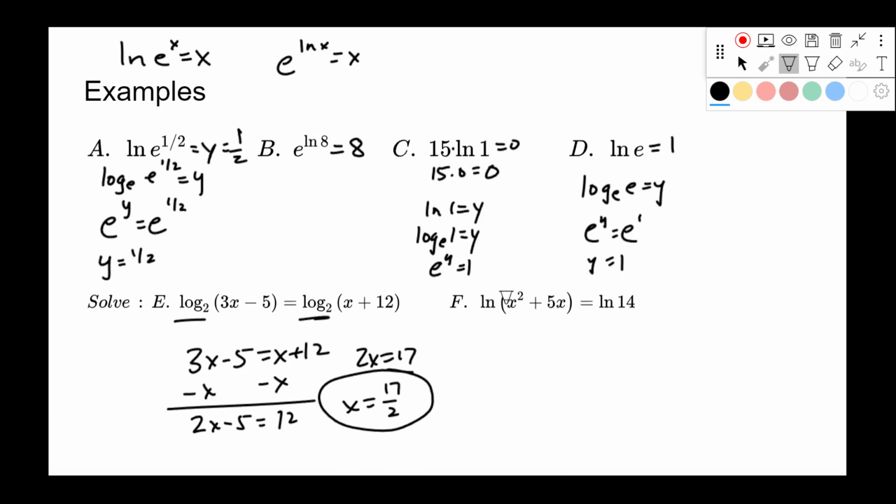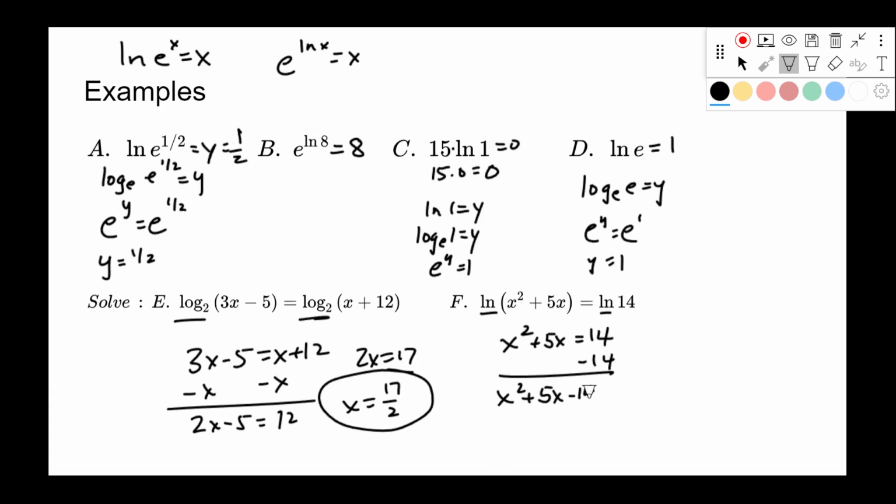Letter F. ln, natural log, x squared plus 5x equals natural log 14. Again, I have the same log on both sides. If these two expressions are equal to each other, then their arguments must be equal. x squared plus 5x must equal 14. So now I have a quadratic. How do I solve quadratics? I move everything to the same side, and I try to factor it.